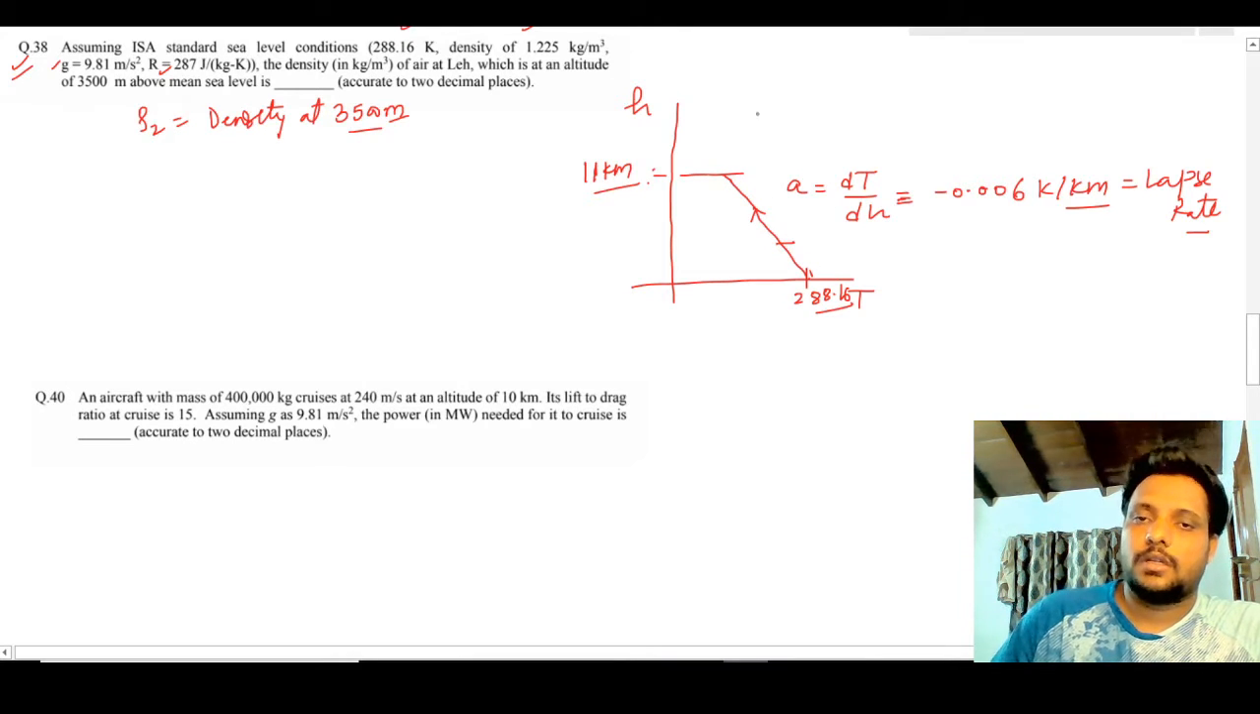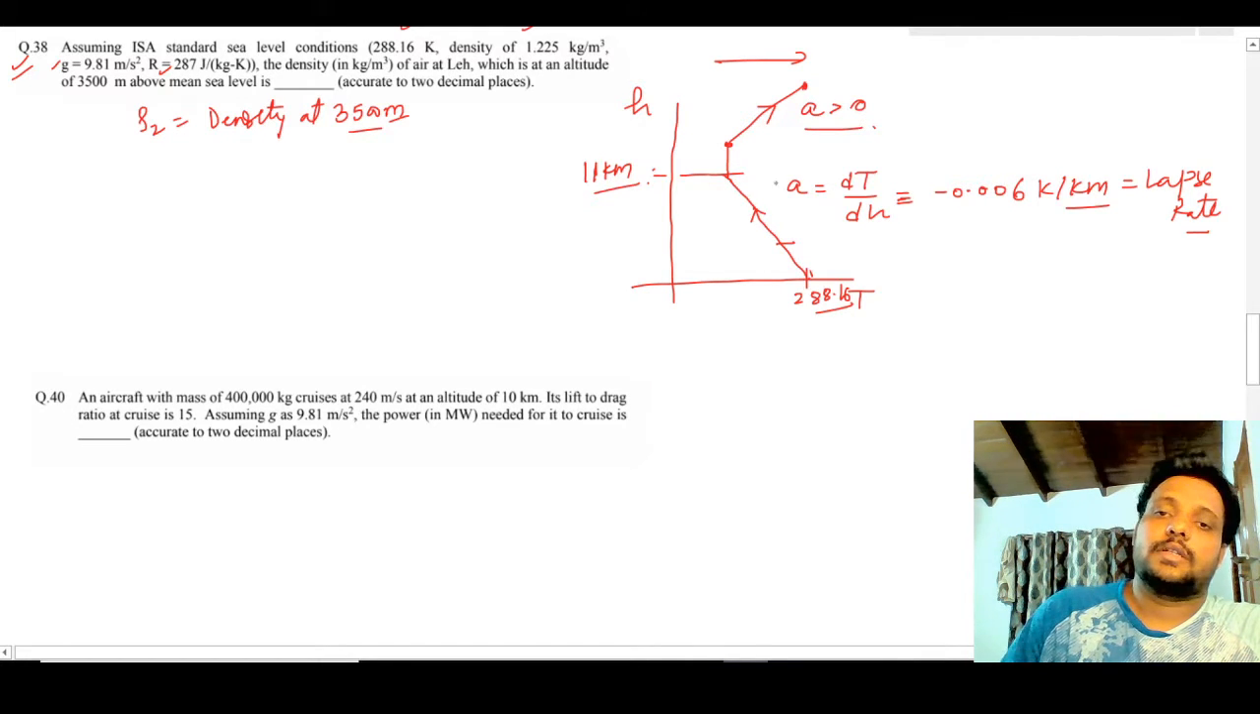If the slope is, let's say, for this layer, this is the initial temperature and this is the final temperature. In this direction it is increasing, so the value of a will be positive in that case. For our numerical we have to take this negative value. Now let us come to this.